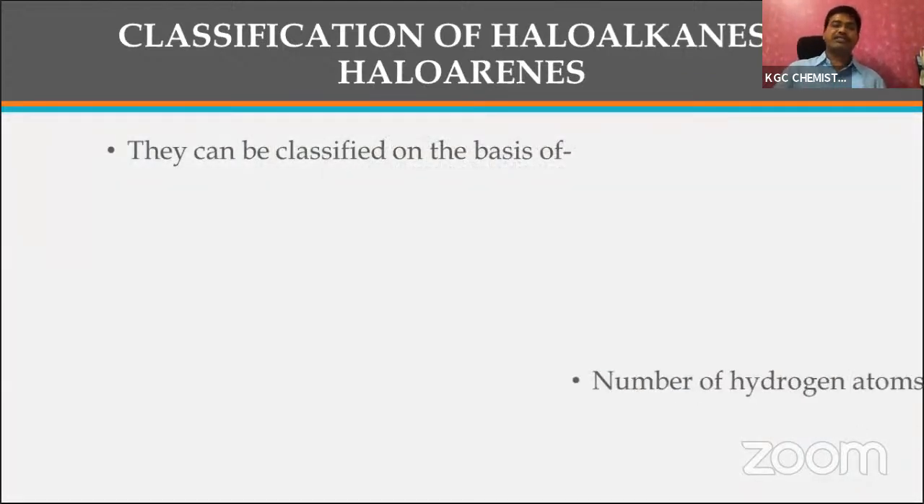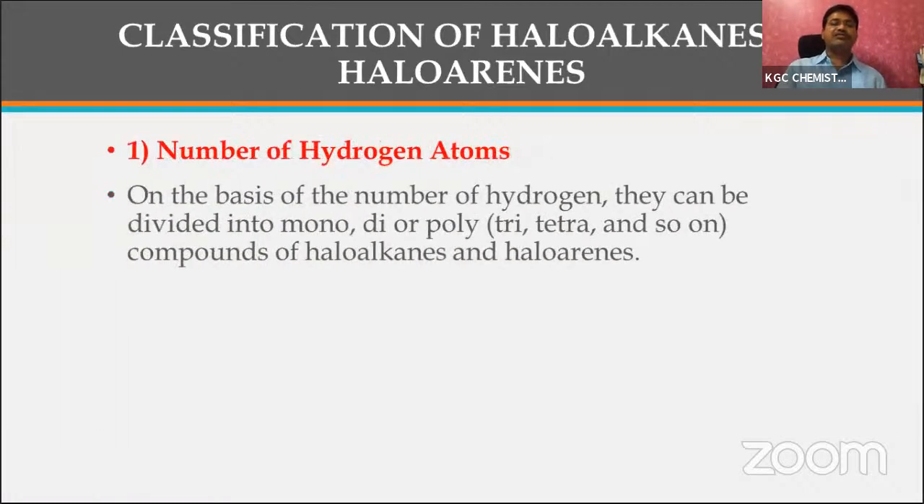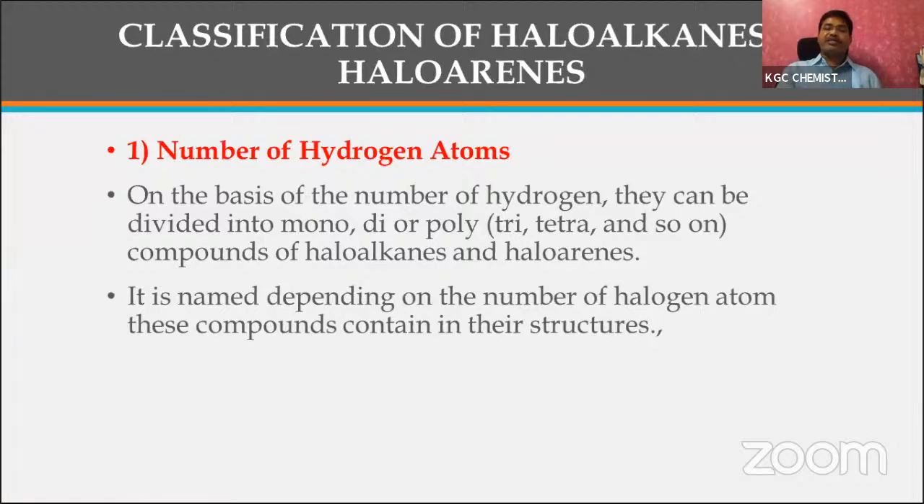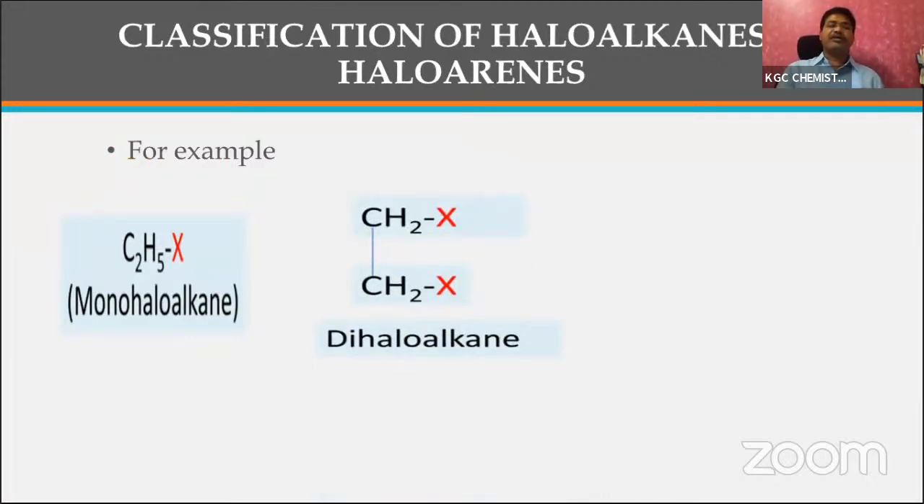They can also be classified on the basis of the number of halogen atoms. Compounds with an sp3 C-X bond, we just discussed. Compounds having an sp2 C-X bond, this we just discussed. On the basis of the number of halogen atoms, they can be divided into mono, di and poly, that is tri, tetra and so on. Haloalkanes and haloarenes are named depending on the number of halogen atoms these compounds contain in their structures. I'll tell you some examples. This is called monohaloalkane, because only one halogen is present. This is called dihaloalkane.